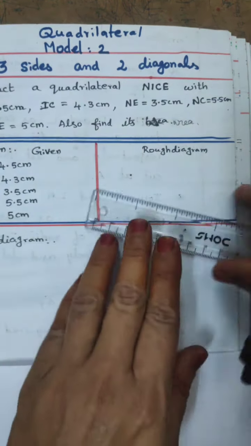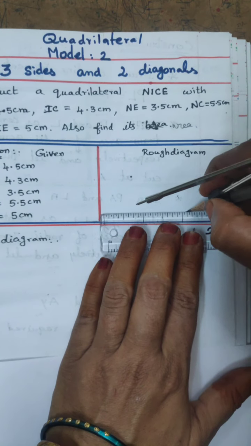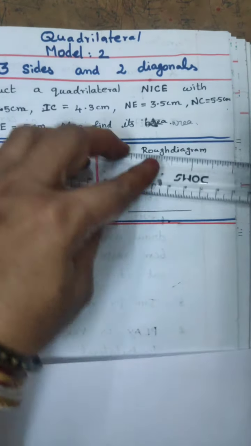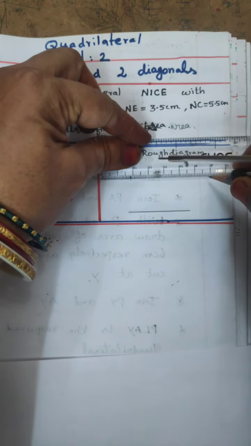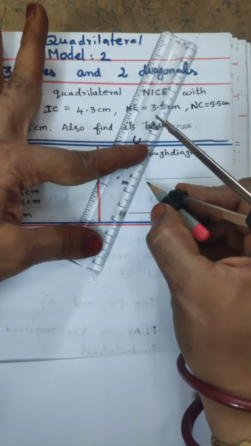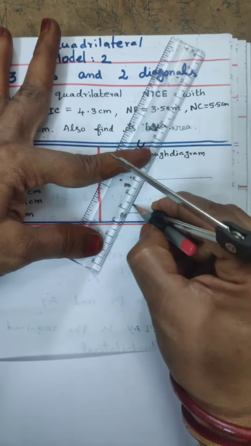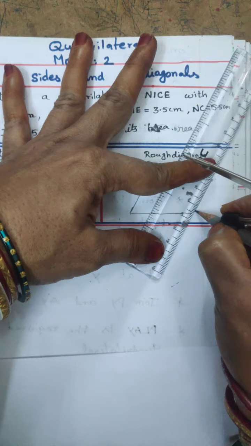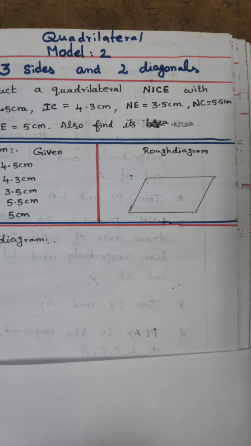I draw a rough diagram. See there how to draw a rough diagram. First one line here, and one line here. Listen carefully. Next, these two corners you also join. This is one rough diagram of the quadrilateral.